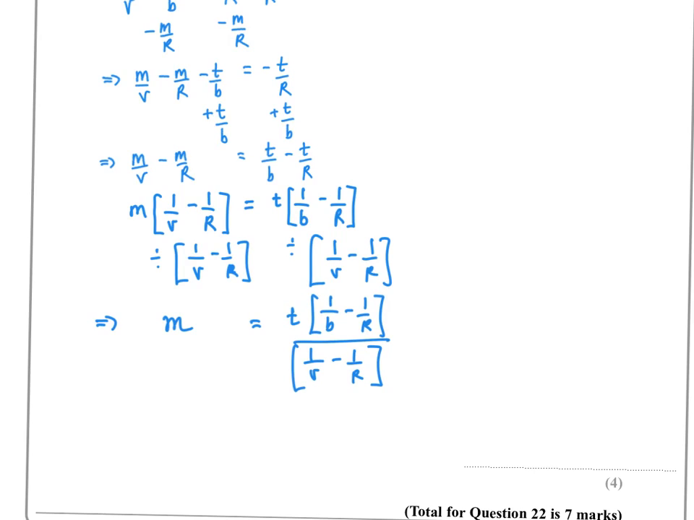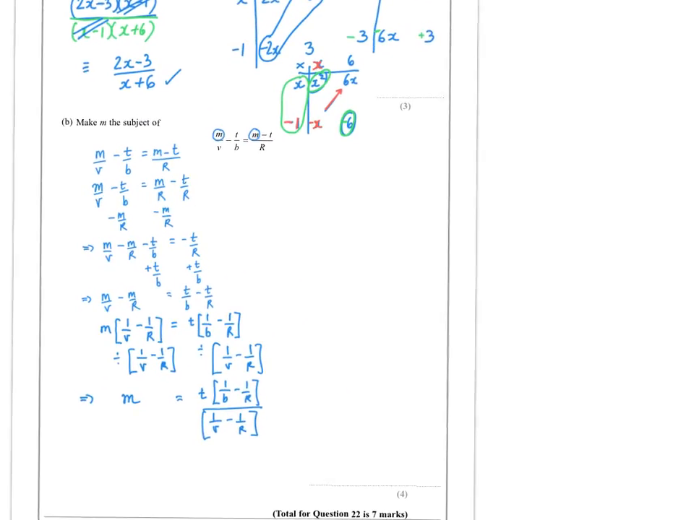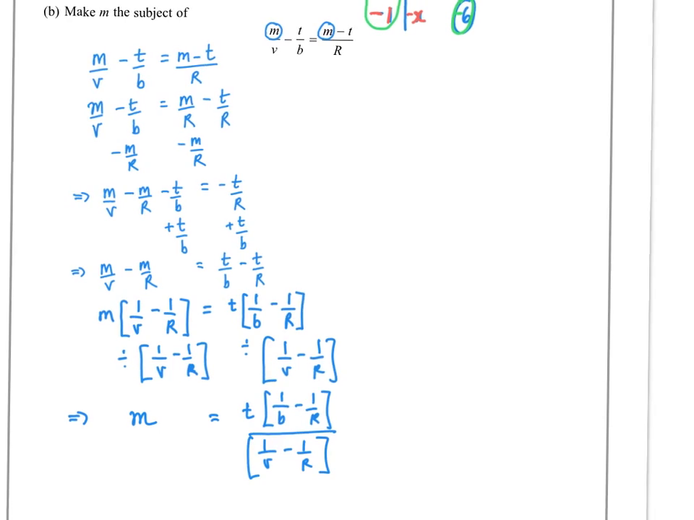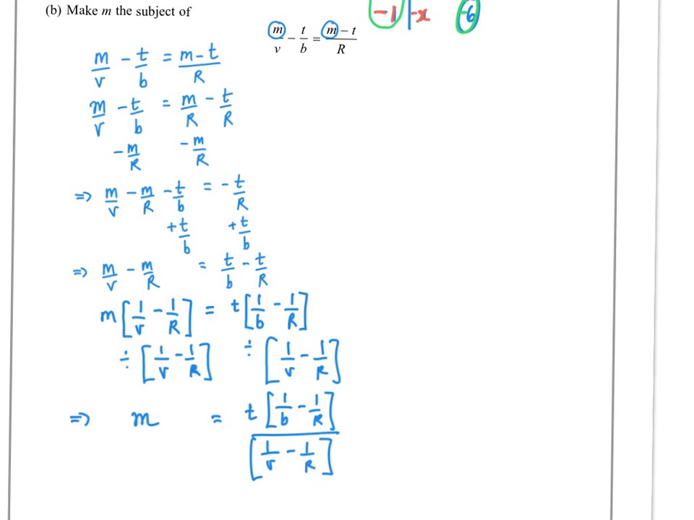So let's try and do it another way. Let's just do it a couple of ways actually, because this is quite a difficult question. I'm not going to show every single step here because it will just go on too long, so just try and listen to what I'm saying, and then I'll miss out a couple of these steps, but I'll show each stage. So let's start the question again. So m over v minus t over b equals m minus t all over r.